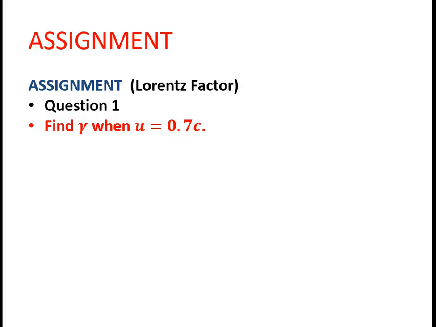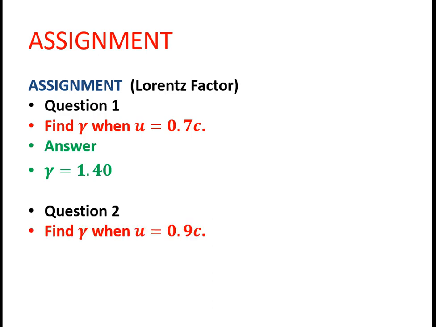Find the Lorentz factor if u is 0.7 c. When you solve it, compare your answer to this and see if it is the same. If it is not, try again. Then the second question: find the Lorentz factor if u equals 0.9 c. Also compare your answer to see if it is the same.